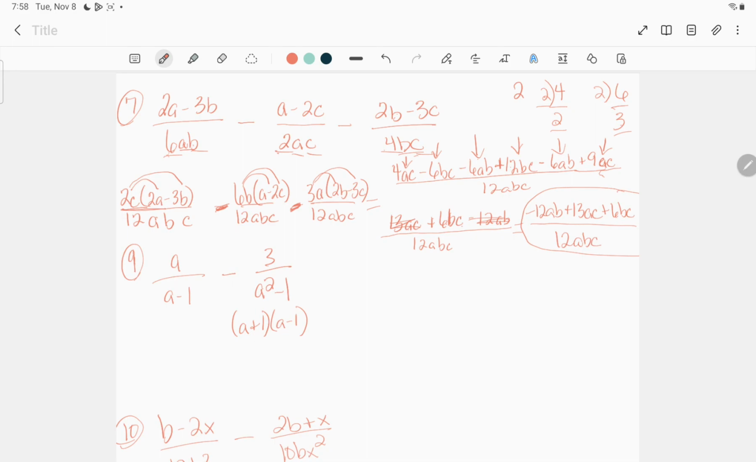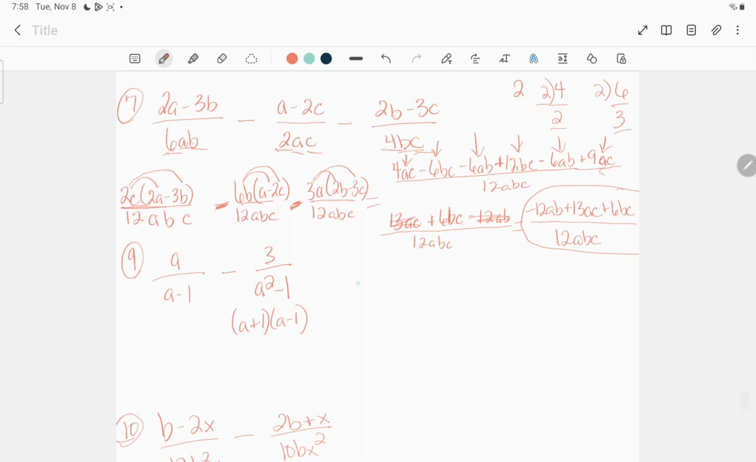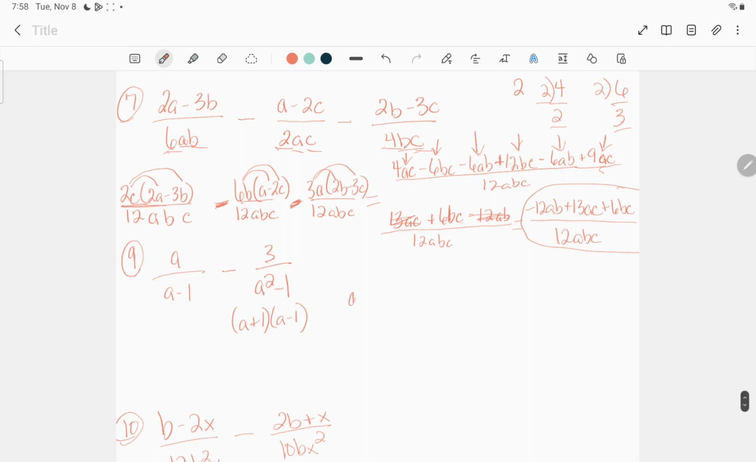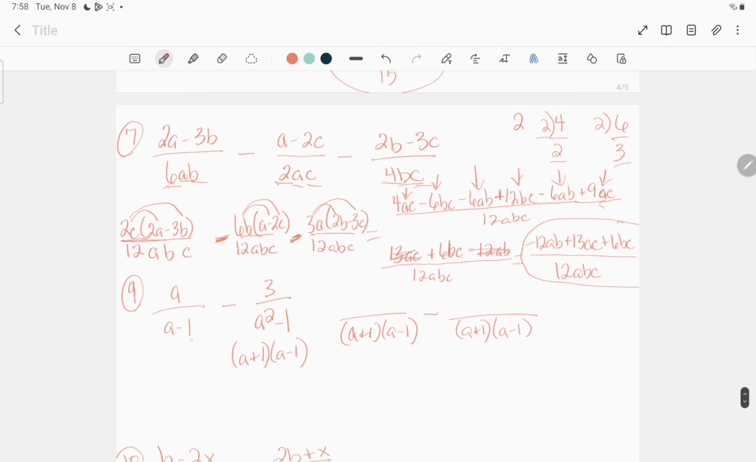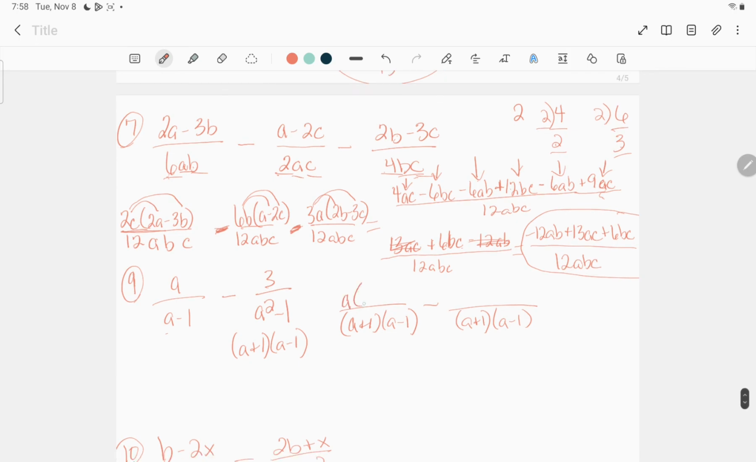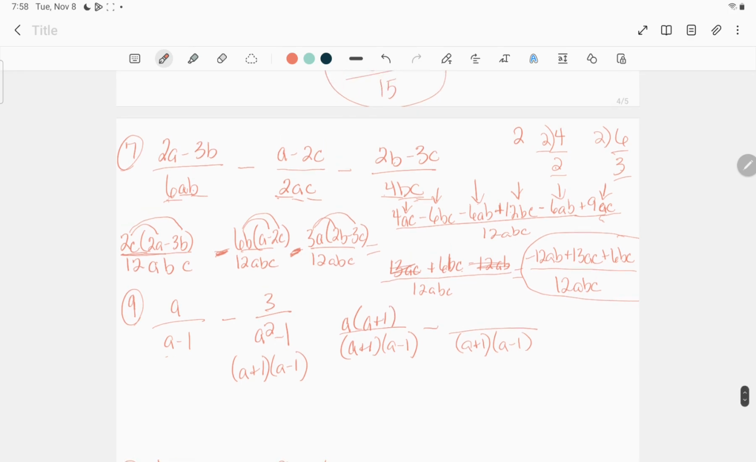So my least common multiple between these is going to be the a plus 1 times a minus 1. So a plus 1, a minus 1, and a plus 1, a minus 1. And they're separated by a negative. All right, so a plus 1, a minus 1 divided by a minus 1 leaves me with a plus 1. So I have a times a plus 1. And then here, they just cancel. And it leaves me with the 3 on top.